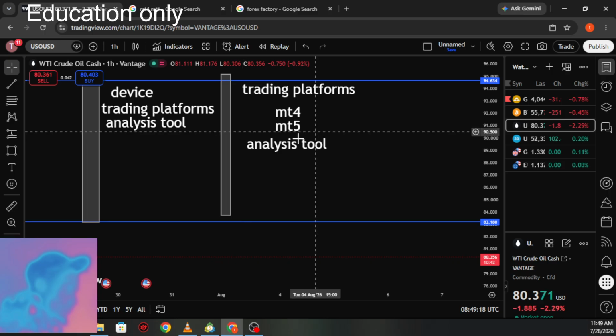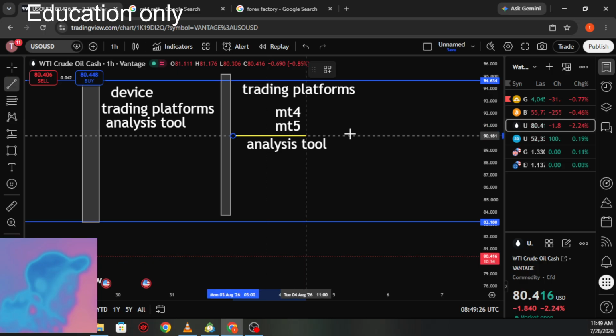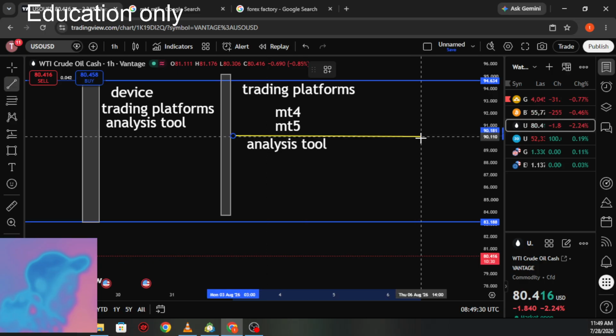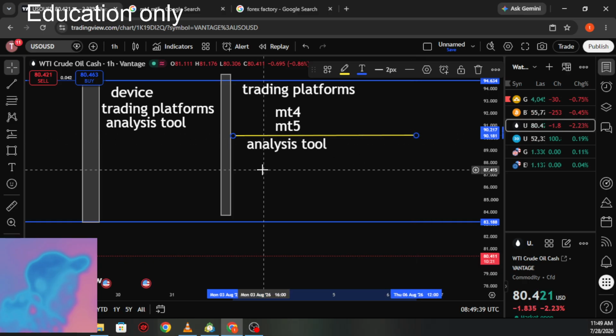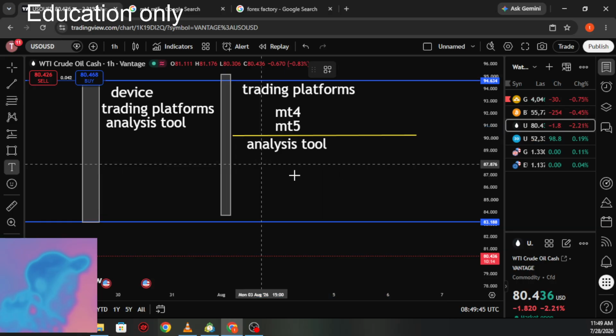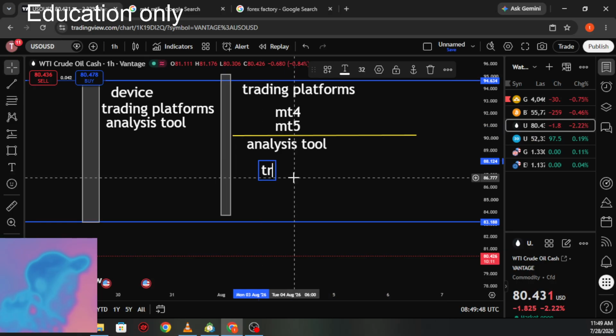Why is it not drawing? Yes, there. That will be a very good partition so that you can know the next one. So we have analysis tools. Okay, there are a few of them. We have TradingView. Okay, let's start with the first one, TradingView.